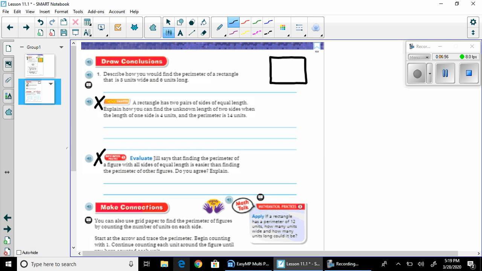Okay, so straight as I can make it. And it says, find the perimeter of the rectangle. So we're going to find the distance all the way around our rectangle. And it says that it's 5 units wide.